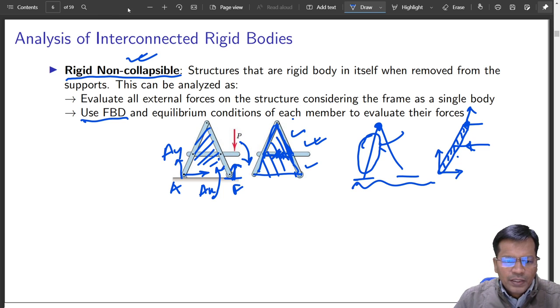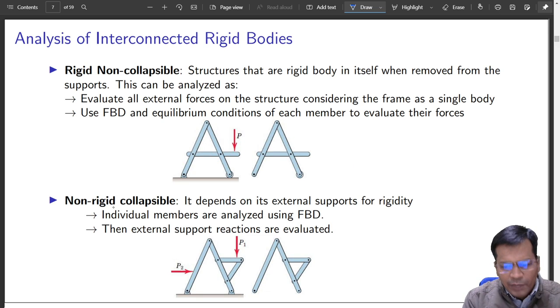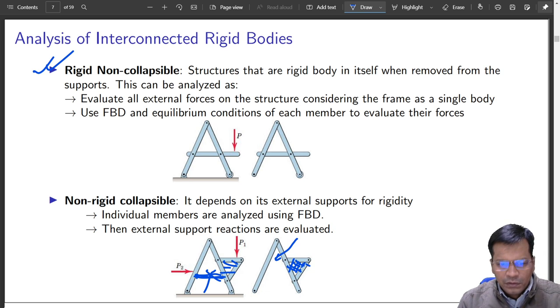Secondly, there is a different type of structure which is called a collapsible structure. So here you found it, right? Yes, now there is no link in between over here, so this is collapsible. If you take it out from the ground, what will happen? It can collapse, but at the same time, this substructure which is fitted on top of this frame is a rigid one. Doesn't matter, overall this system is not a rigid body in itself. And then the analysis method differs from the way we analyze a non-collapsible structure.